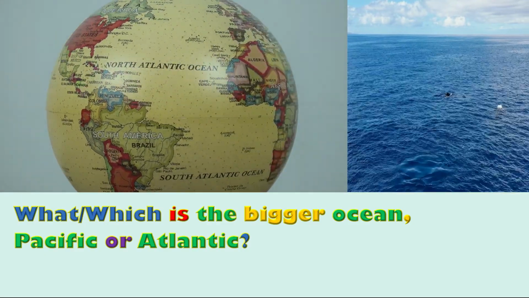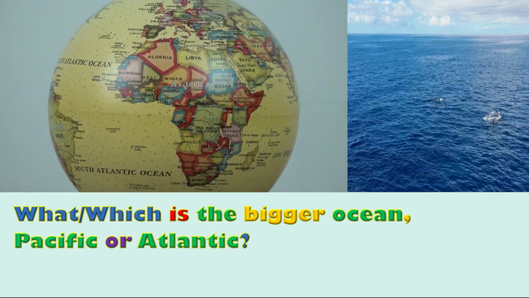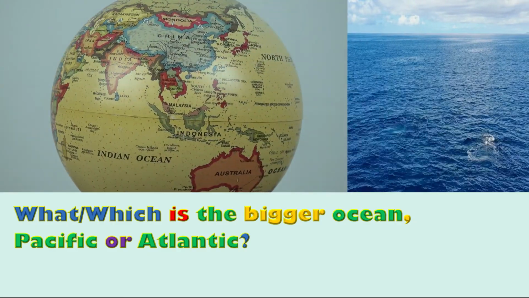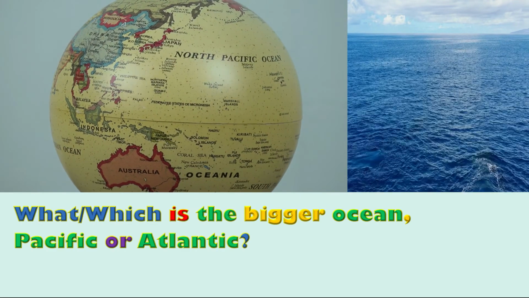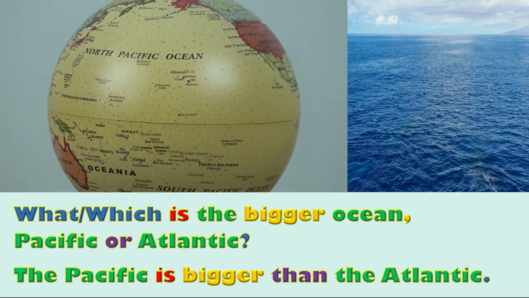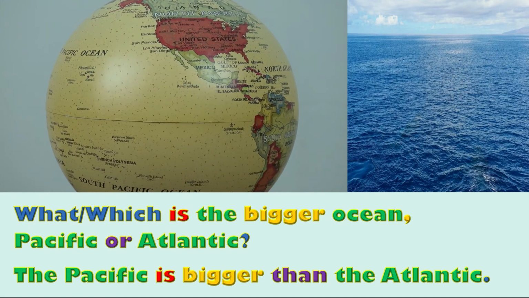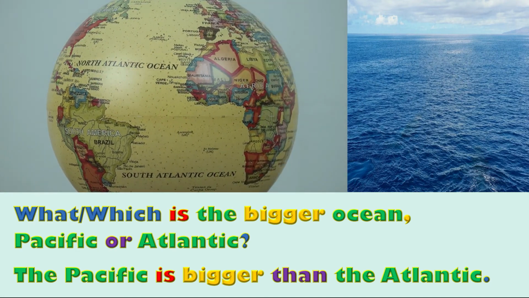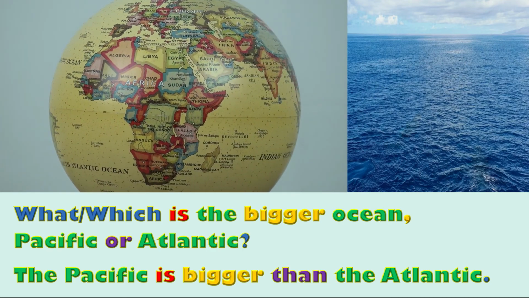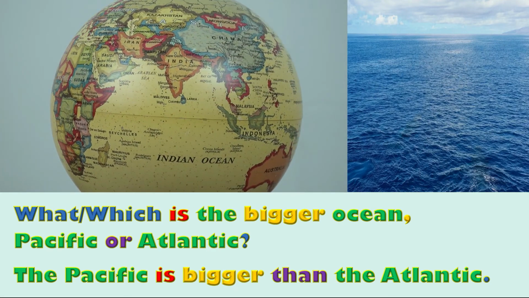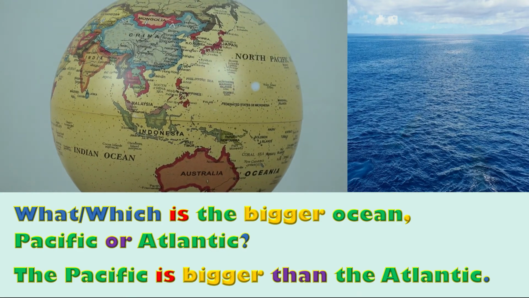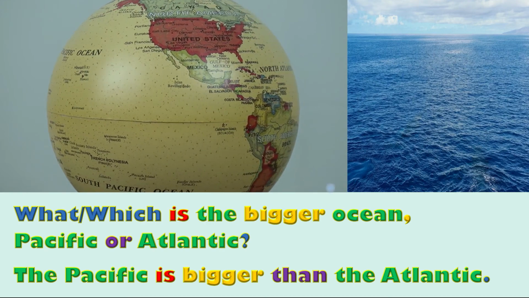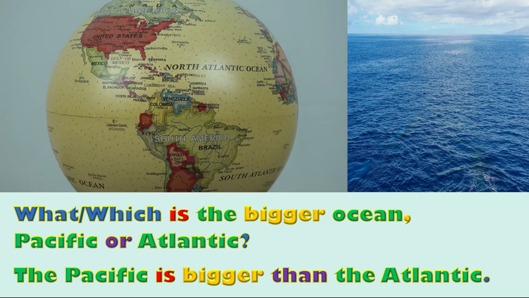So, Yonghi, which is the bigger ocean, Pacific or Atlantic? I would say the Pacific is a bigger ocean than the Atlantic. Yes, the Pacific is bigger than the Atlantic. You can say the Pacific Ocean is bigger than the Atlantic Ocean. That is an option. As you can see in the picture, it says Indian Ocean, North Pacific Ocean, South Pacific Ocean, and so on. Very good, Yonghi.